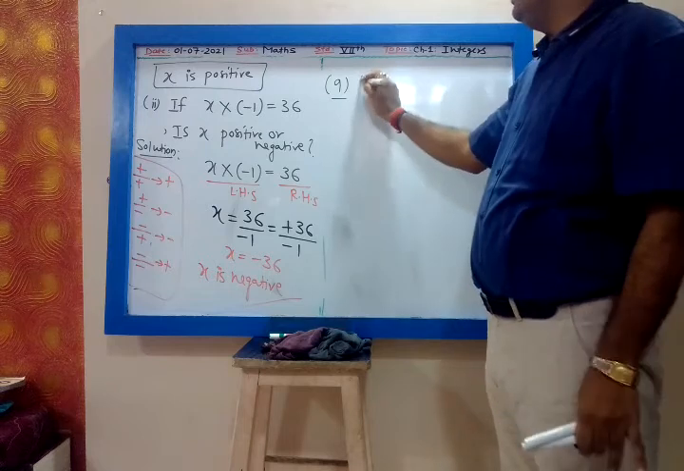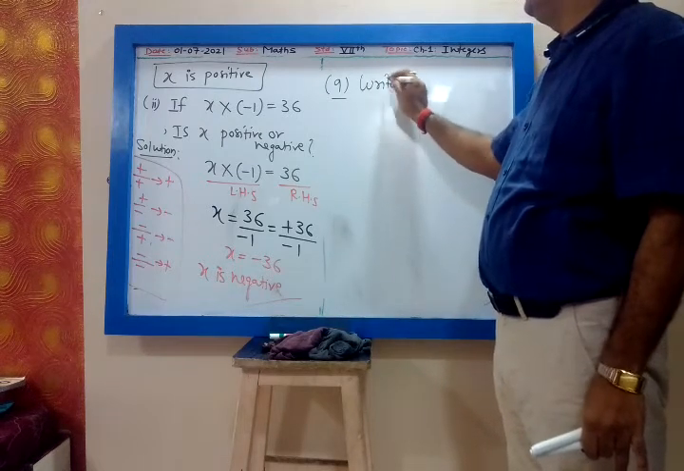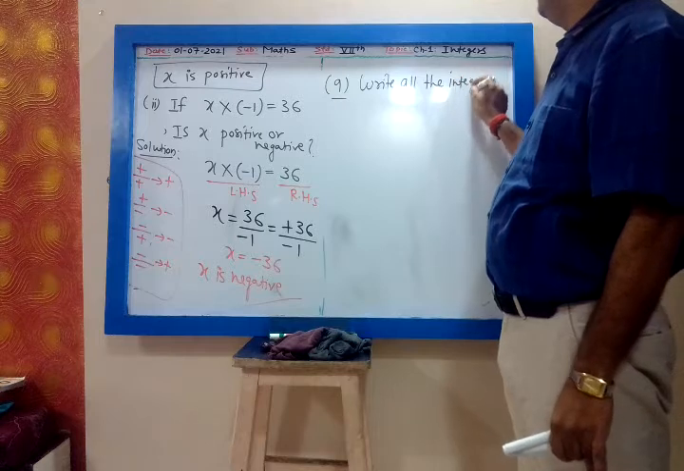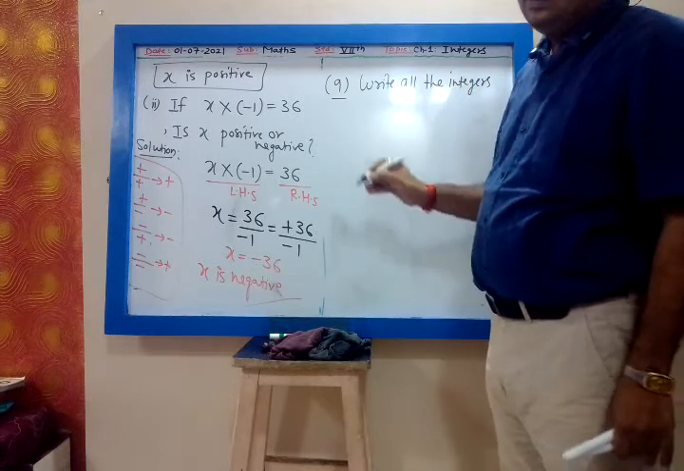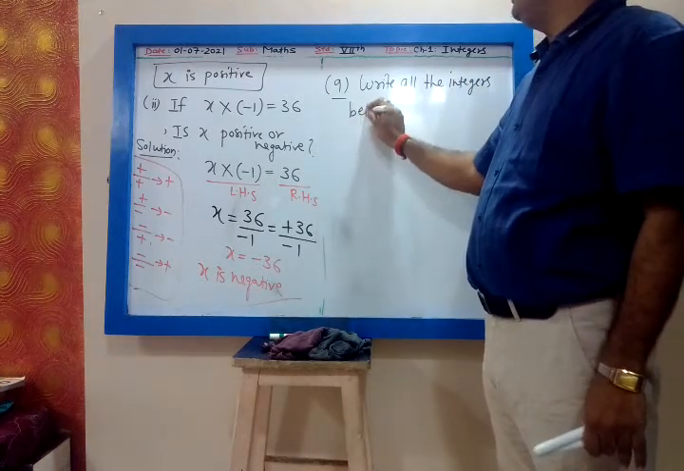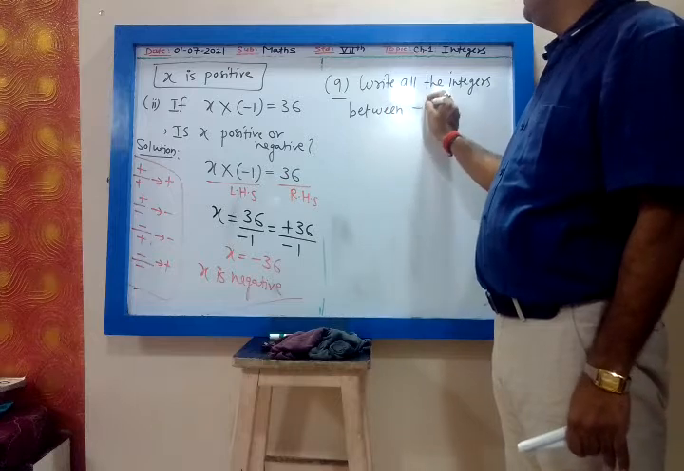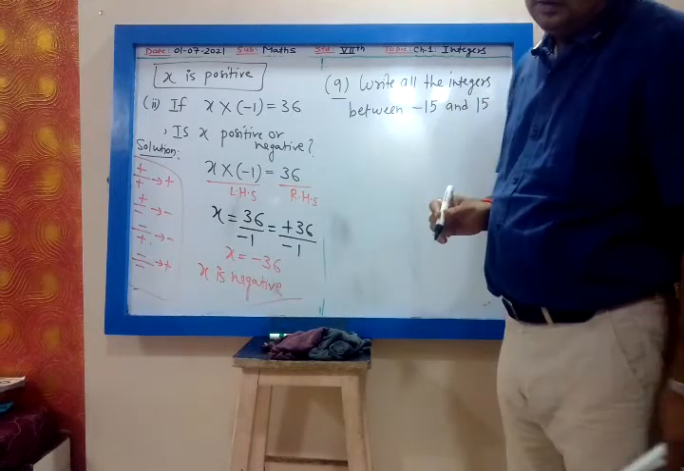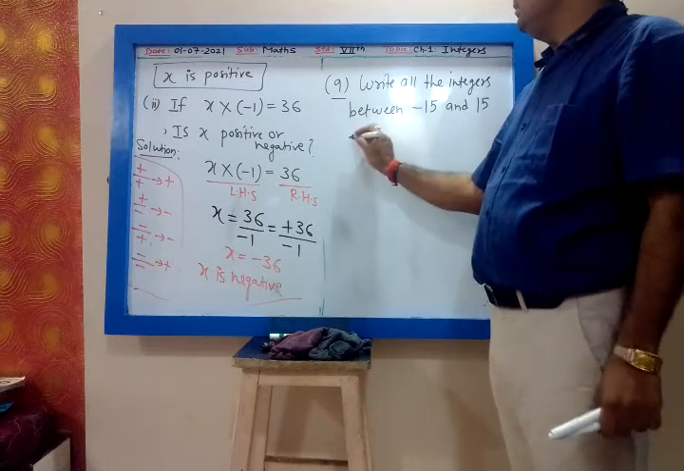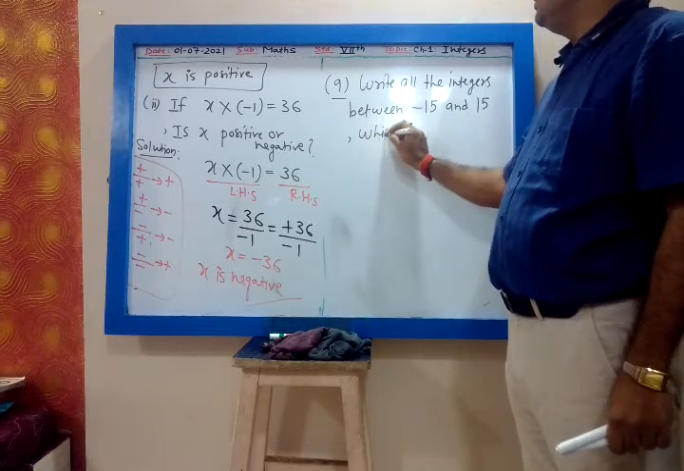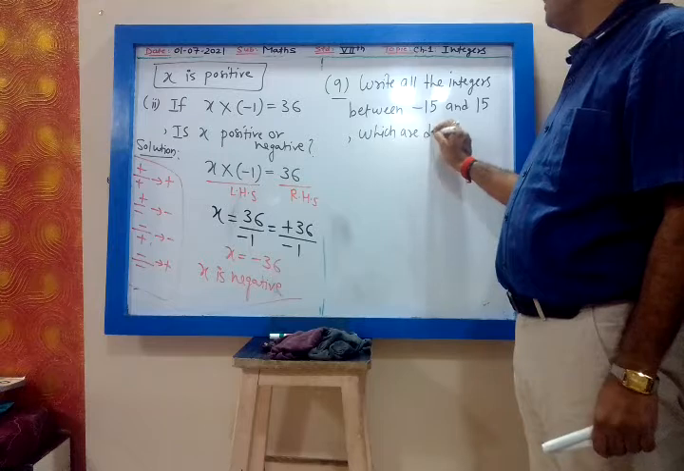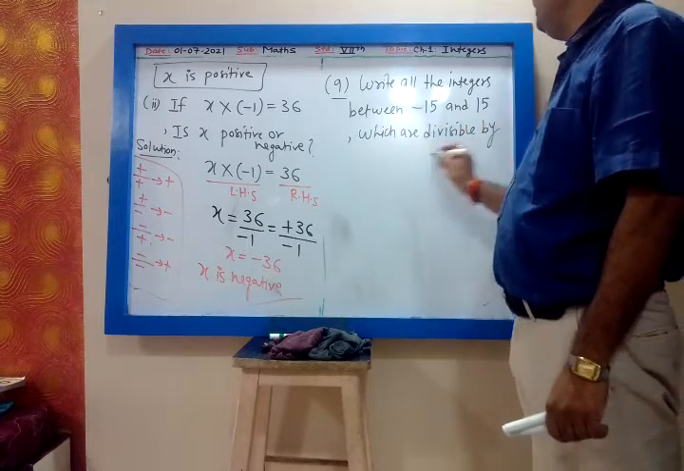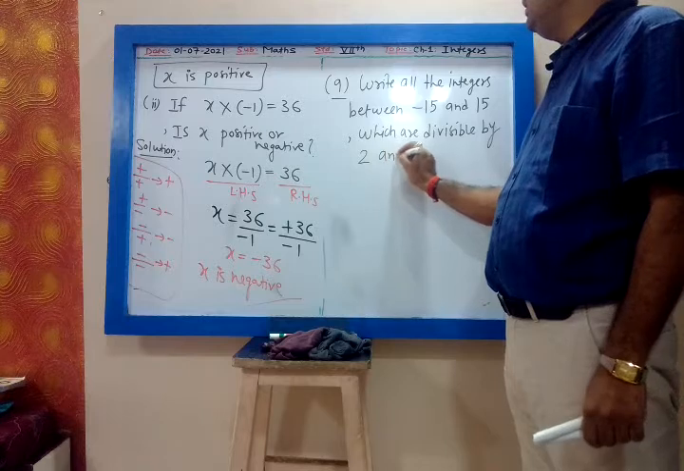Now 9th one. Write all the integers between minus 15 and plus 15 which are divisible by 2 and 3.